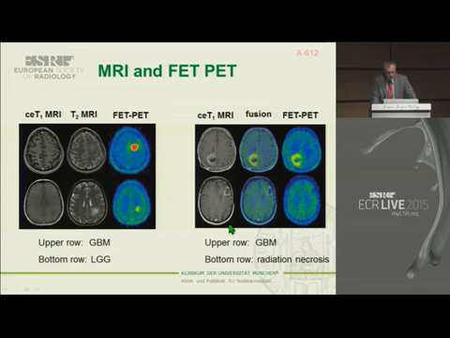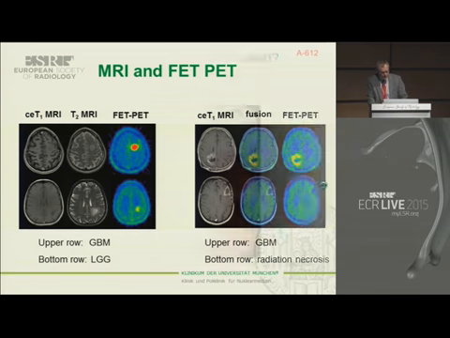In these two cases here, you see contrast enhancement in the rim of this operated lesion. And in the fusion image, in the case of the glioblastoma multiforme, you see on this rim a very high amino acid uptake, whereas in the case of the radiation necrosis, there is no relevant amino acid uptake.